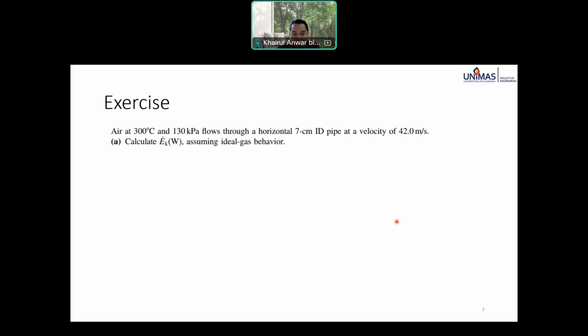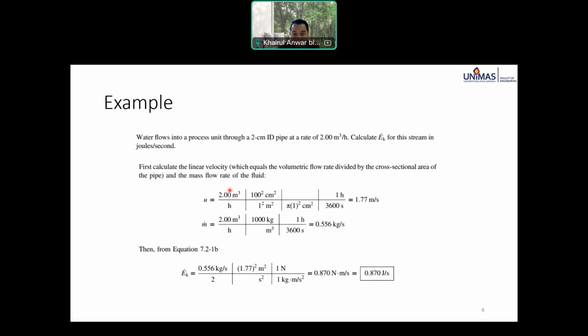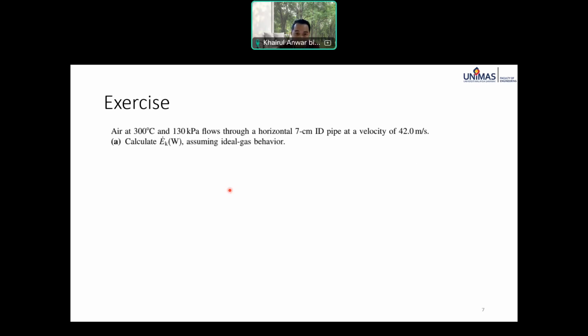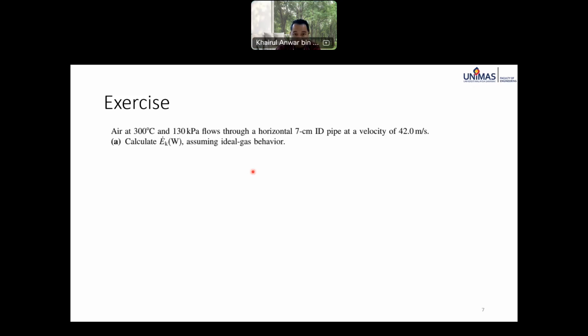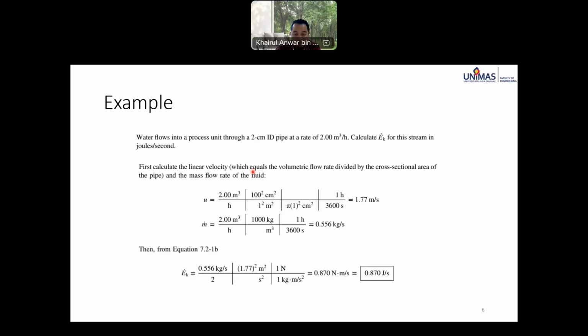So how to do this? Identify the U. How to get the U? Then refer to this method. But in this case, U is given, 42. So you need to find the M.